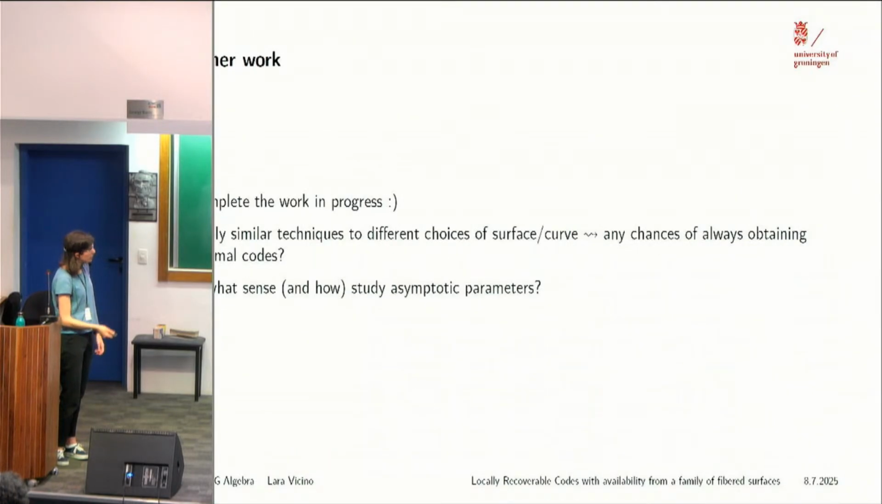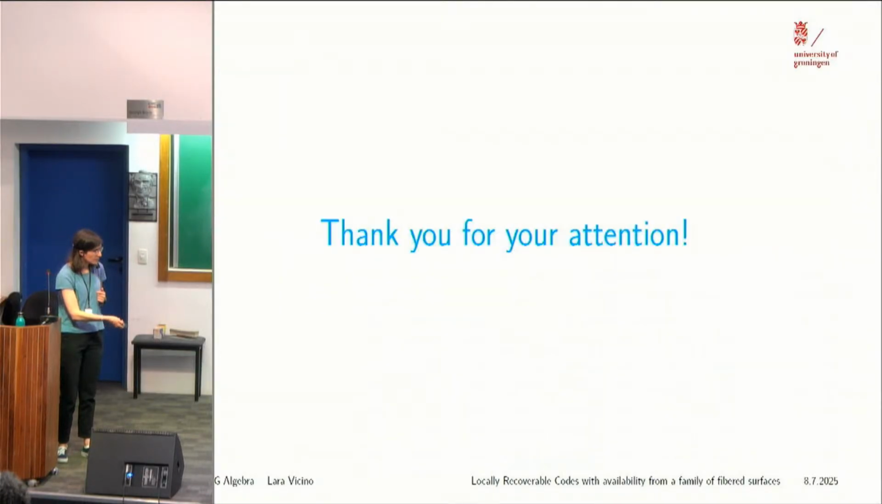And just to conclude, the preprint is not on arXiv yet because there is still some work in progress to do. Besides that, an interesting question is to try and do something like this with different surfaces, because we just chose one that was nice enough, but there's plenty to do. And also possibly study the asymptotic parameters of these codes, although it's not super clear to me yet how to do it. So thanks a lot for your attention.